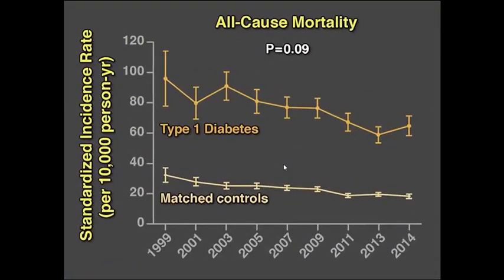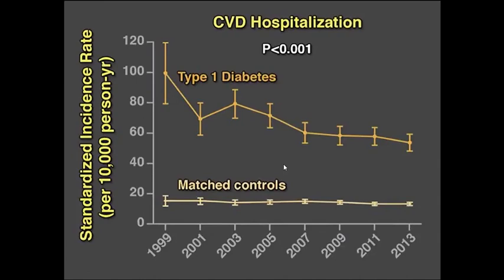The rate of all-cause mortality declined among those with type 1 diabetes by 29%, and in matched controls by 23%, a difference that was not statistically significant. The rate of hospitalization for cardiovascular disease decreased by 36% among those with type 1 diabetes and by 9% among matched controls, a decrease that was significantly greater for the diabetic group.